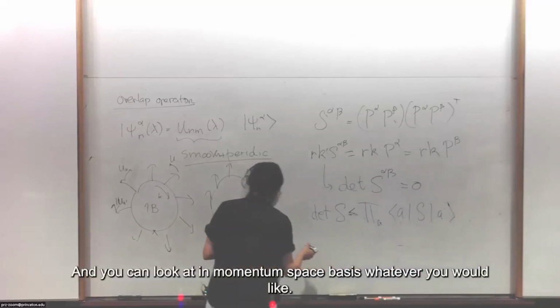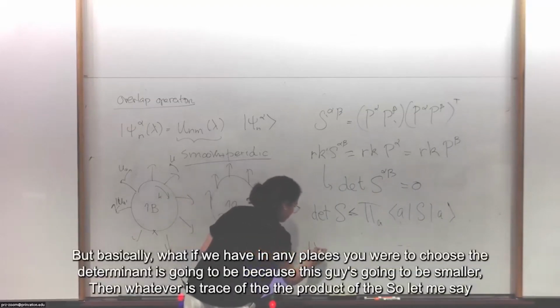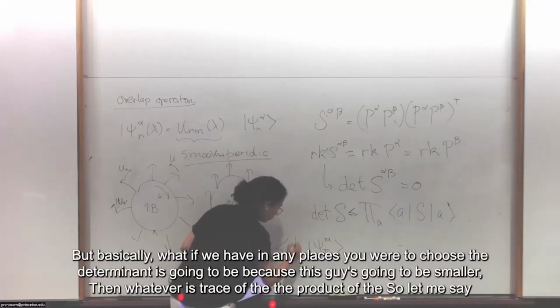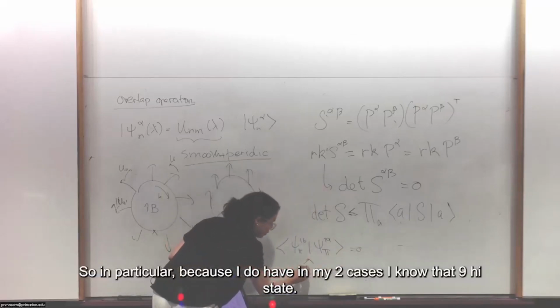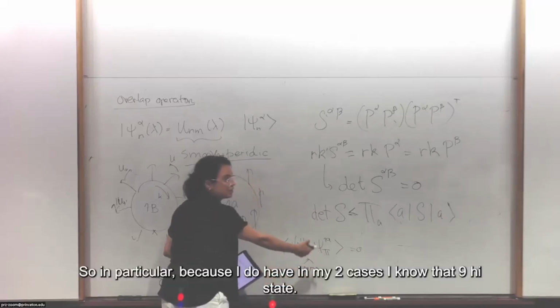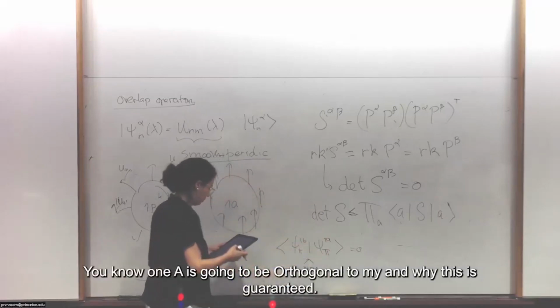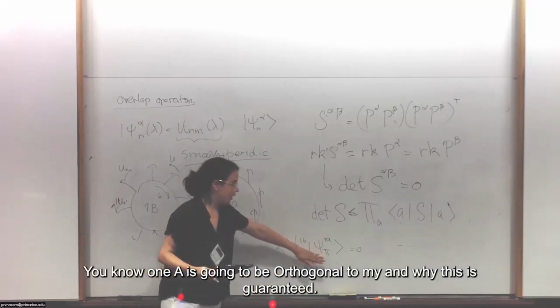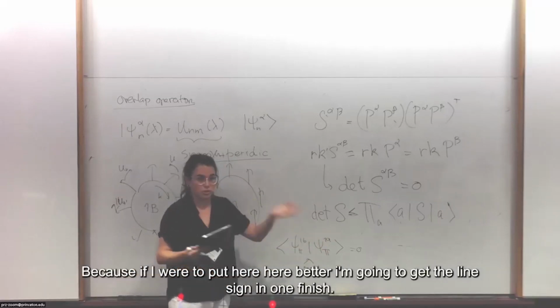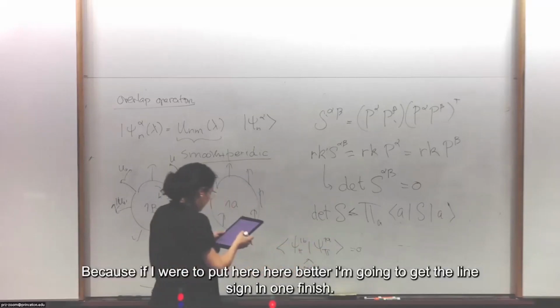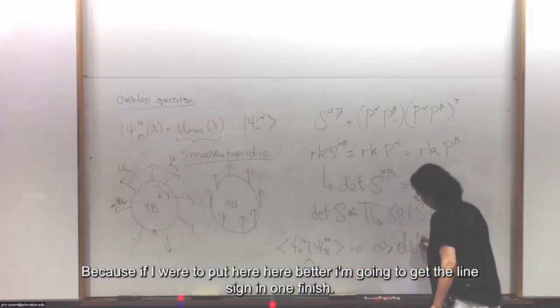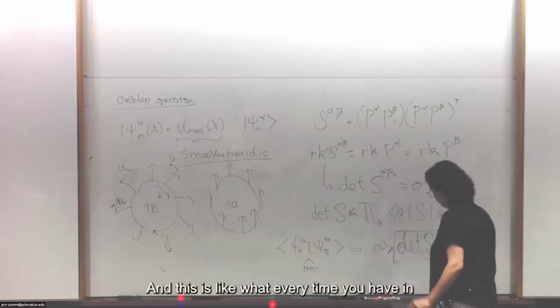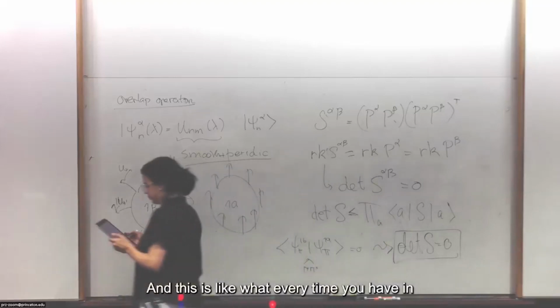So in particular, in my two cases, I know that my pi state in 1A is going to be orthogonal to my pi state in 1B. And why is this guaranteed? Because if I were to put here a dagger, I'm going to get a minus sign in one and a positive sign in the other. So this is going to vanish. And this is why every time you have things transforming under different symmetries, they're orthogonal. So if you have these orthogonal states, then we necessarily have this guy to be singular.